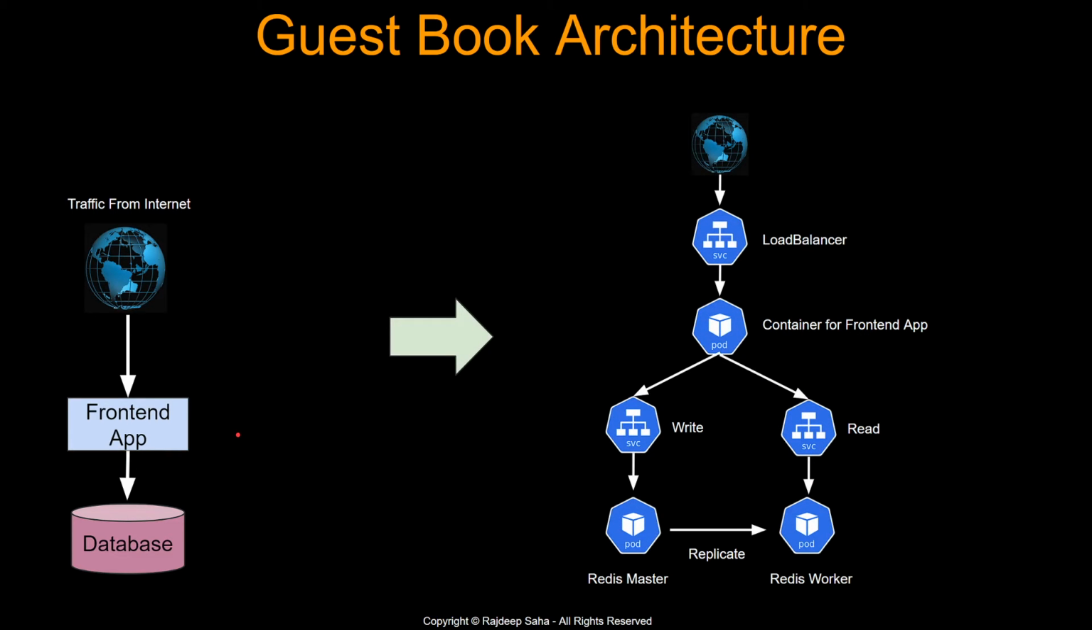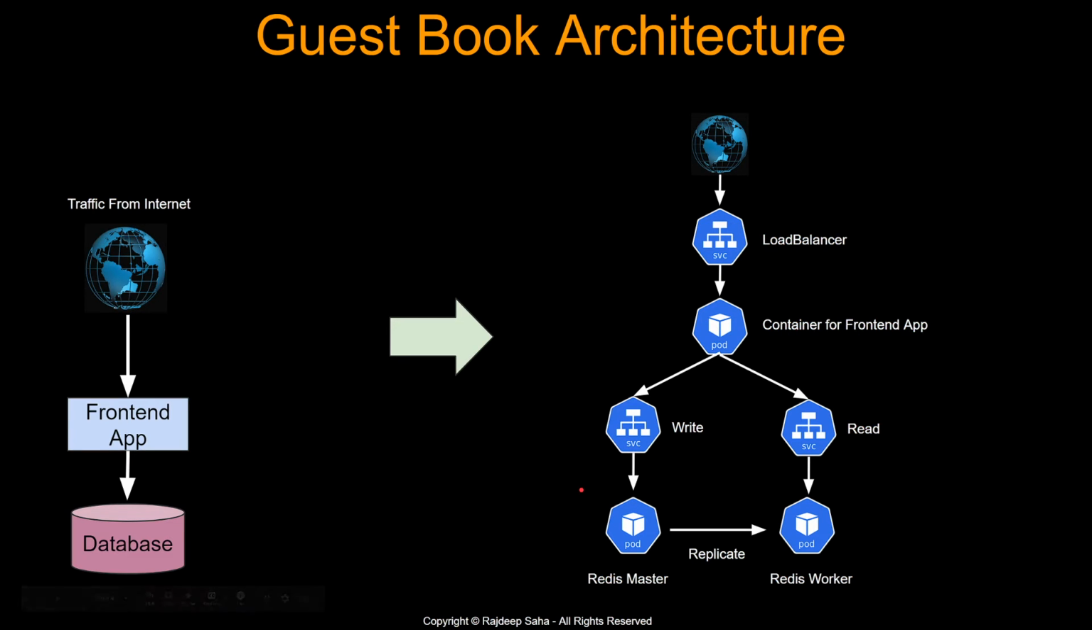In the Kubernetes construct, traffic from the internet hits the load balancer service, and then goes to the pod which is running the container for the front-end application. But here, there are two different services internally. For writes to the database, it goes to one service. We call it the write service. All the writes go to the Redis master. Redis is the database in this case.